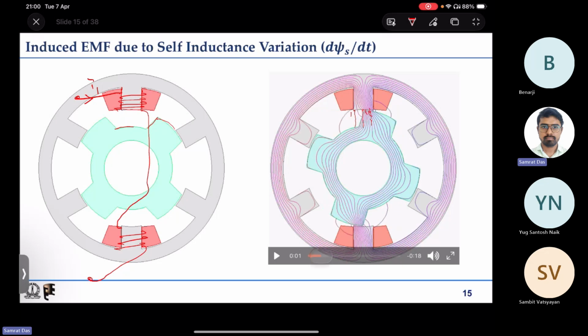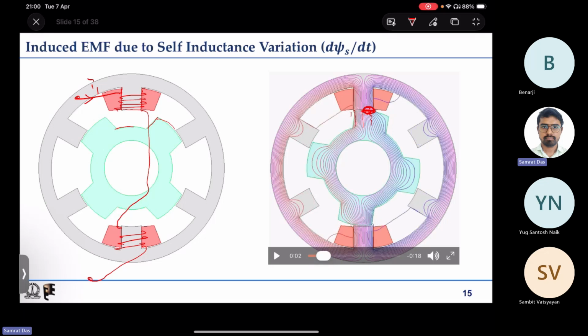And if the rotor rotates further, then you can see that in this overlapped portion, you have only a small length of air gap. So the inductance of the coil increases significantly, and as I go further, here there is more overlap, so the reluctance reduces further, so the inductance increases, and it reaches the perfectly aligned position where the inductance becomes maximum.